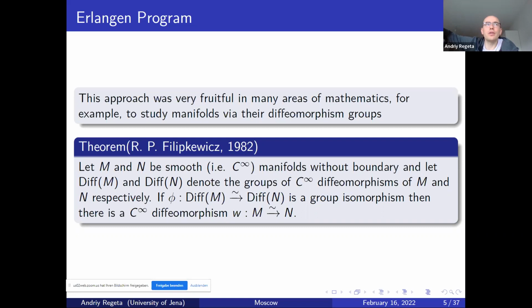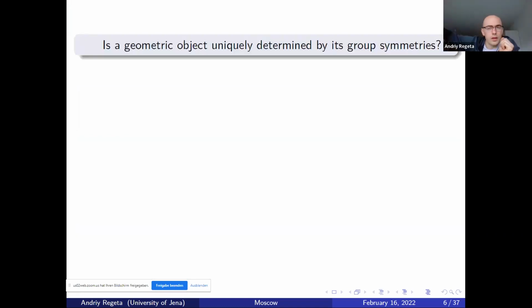Since we don't do differential geometry here, we would like to have this kind of statement, but for other geometrical objects, for algebraic objects. So let me come back to my question again. Is a geometric object uniquely determined by its group of symmetries? Of course, as a geometric object, we take an algebraic variety.